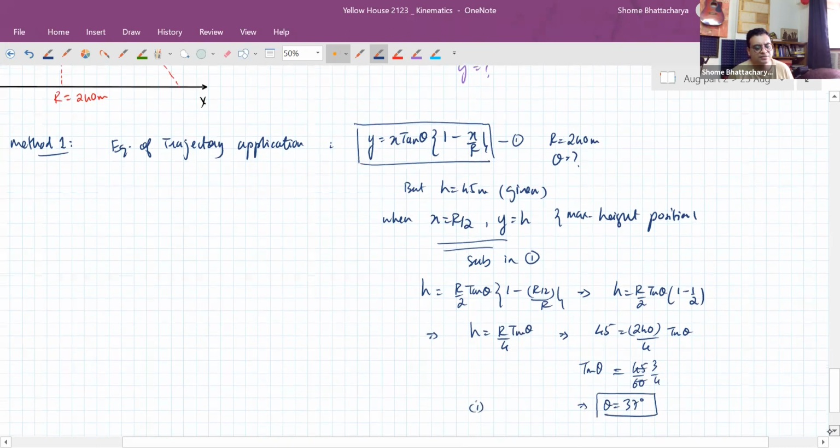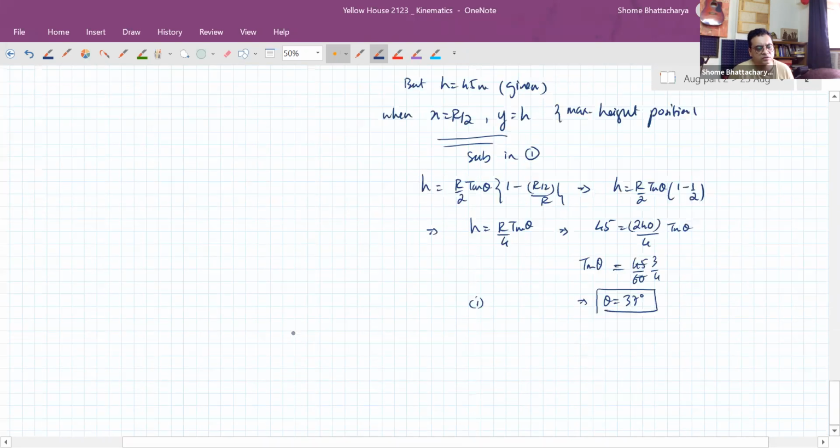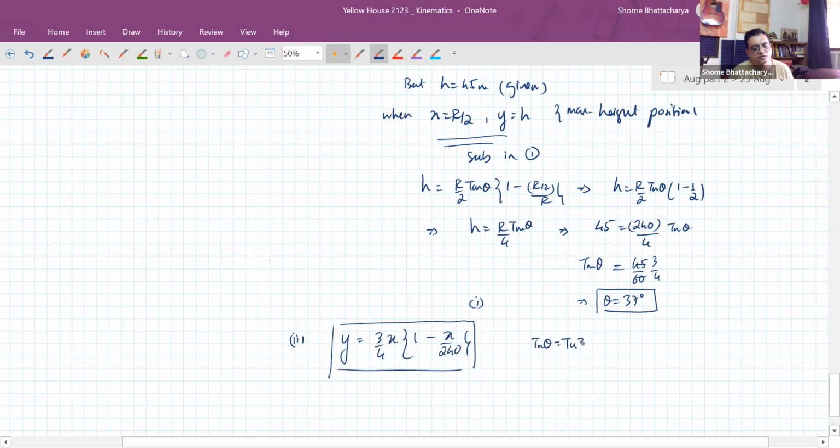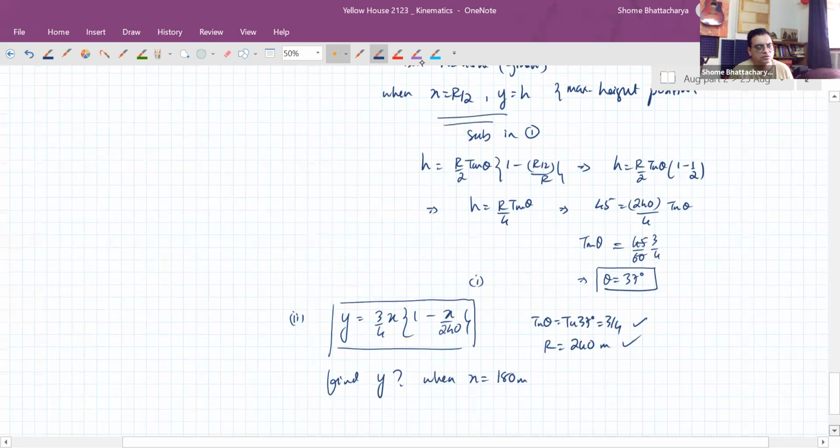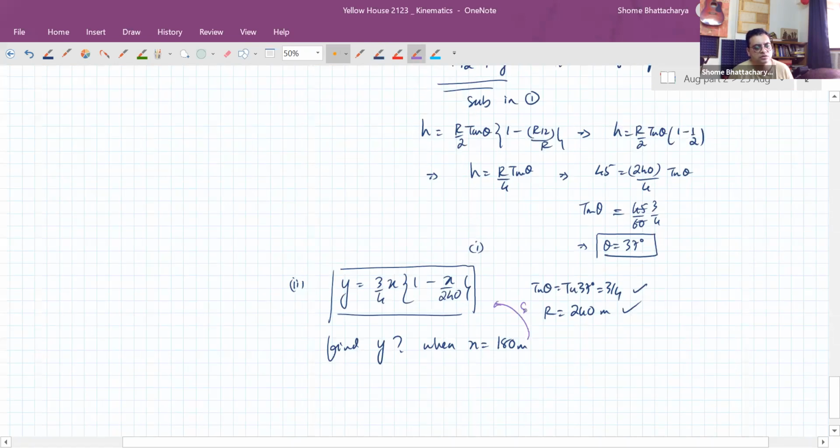Okay. Now for the second part, what we can directly do is we can see that y will now become 3 by 4 x into 1 minus x by 240. Okay, this is the equation of trajectory because we have substituted tan theta equal to tan 37 equal to 3 by 4 and r equal to 240. So now we want to find y when x is equal to 180 meters. We just have to substitute this over here. It becomes a single line solution. See, just substitute this here.